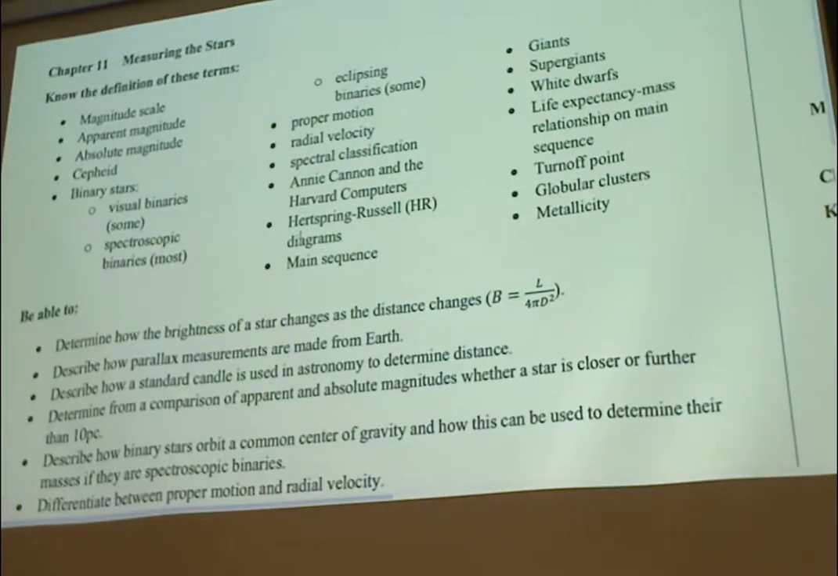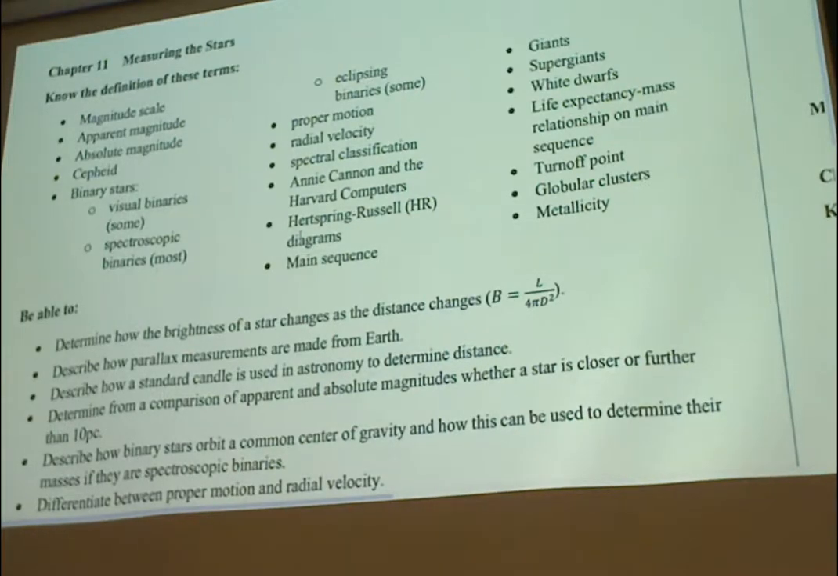Okay, proper motion is motion that is not towards you or away from you. It's perpendicular to that, so you can't see that with the Doppler effect. Radial velocity means towards you or away from you. That's the one that you can detect with the Doppler effect. Proper motion, in order to see that, you've got to watch the star for a long time, and then you'll be able to see it move.